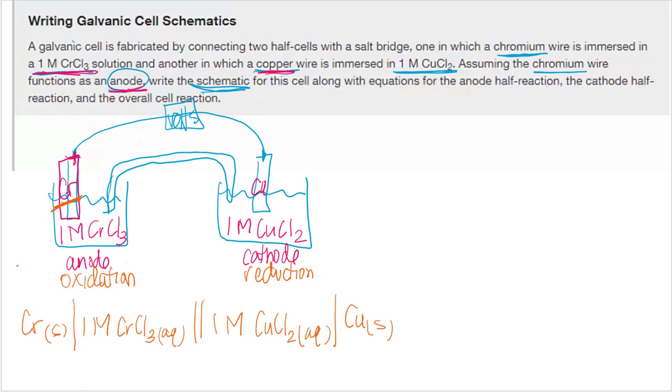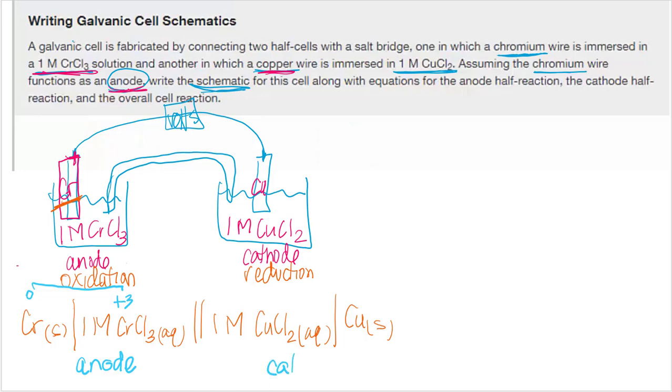Now, let's make sure we know, again, that this is our anode, and at the anode there's oxidation happening. Solid chromium has an oxidation state of 0, and in this chromium 3 chloride, this is a +3. Going from 0 to +3, oxidation is happening.